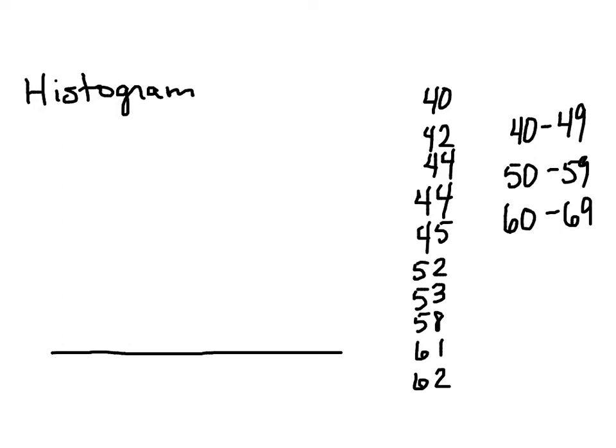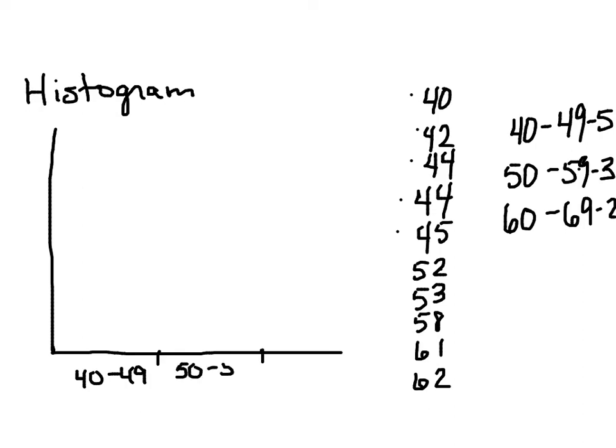Okay, so all you're going to do is count how many are in the 40s. So 1, 2, 3, 4, 5 numbers are in the 40s. 1, 2, 3 numbers are in the 50s. And 2 numbers are in the 60s. So on the bottom, we're going to write 40 to 49, and a little break, and then the bar is going to be the same size. You want to make them the same width as close as possible. So now we have 50 to 59, and then 60 to 69. Okay, so we have those 3 bars.